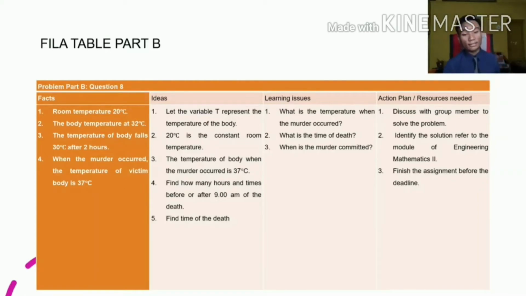So let's look at the learning issues, of which there are 3. Number 1, what is the temperature when the murder occurred? Number 2, what is the time of death? Number 3, when is the murder committed?